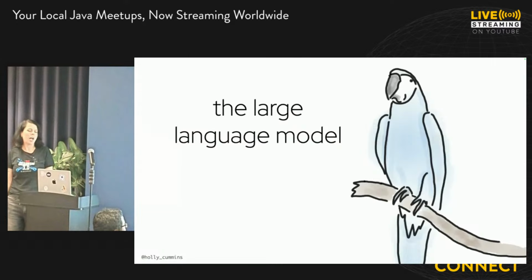So I'm going to be talking about making your apps smarter with LangChain4j. We're going a bit back to basics, but also a bit in a different direction from Simon's talk. Let's go right back to basics and start by talking about large language models, which are the basis of all of this.